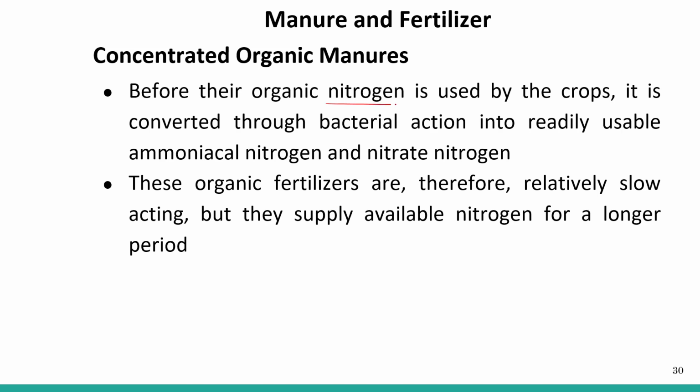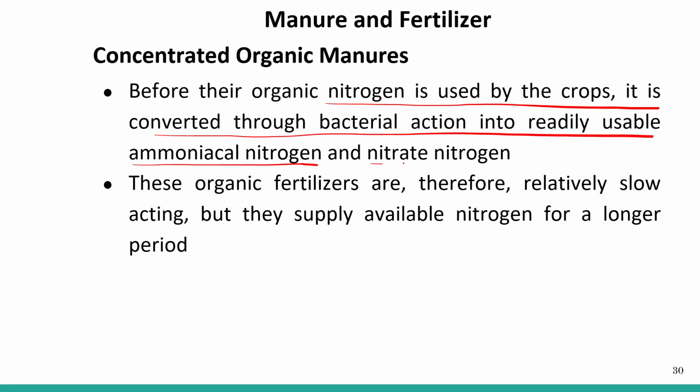Before their organic nitrogen is used by the crops, it is converted through bacterial action into readily usable ammoniacal nitrogen and nitrate nitrogen. So it has a lot of nitrogen, but it cannot be added to the soil and cropped immediately. First, there is a treatment by bacterial action, right? Once it gets decomposed, the nitrogen present in this concentrated organic manure becomes a part of the soil, and is easily available to the crop plants.